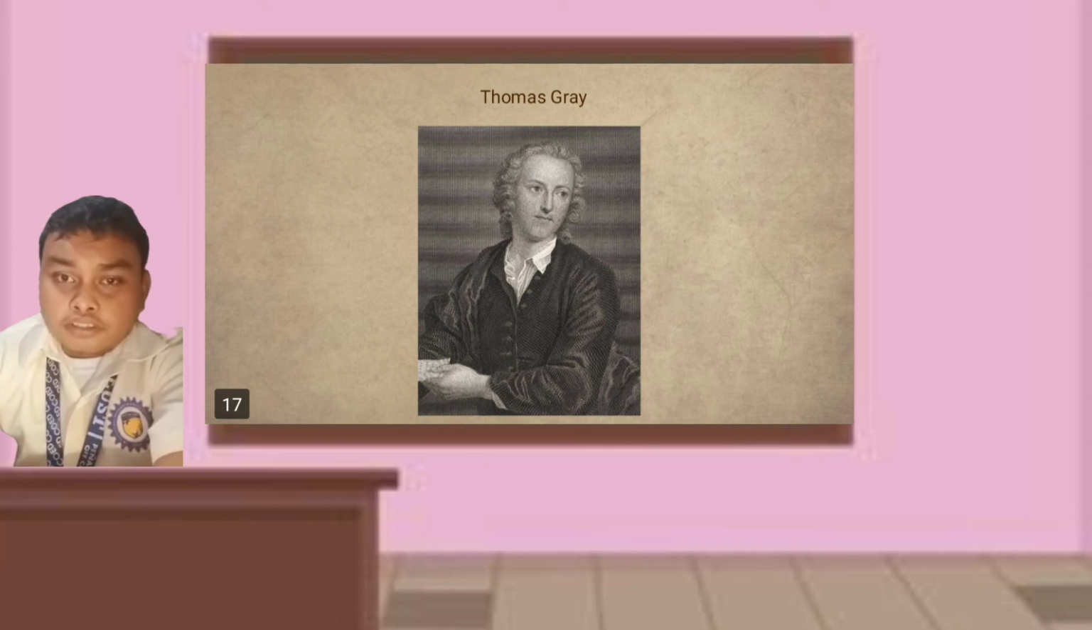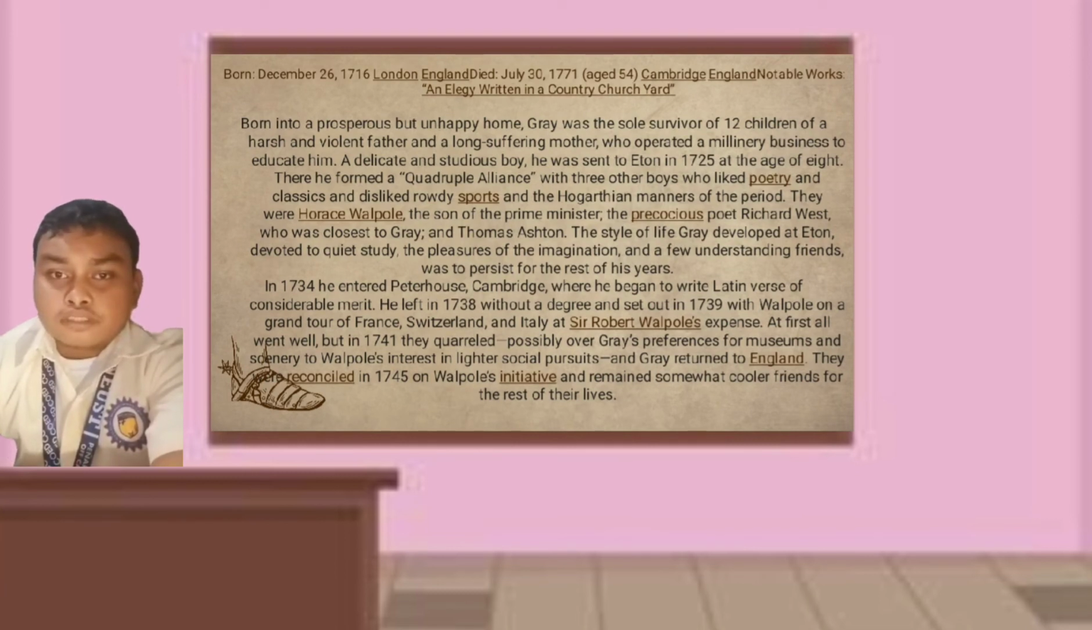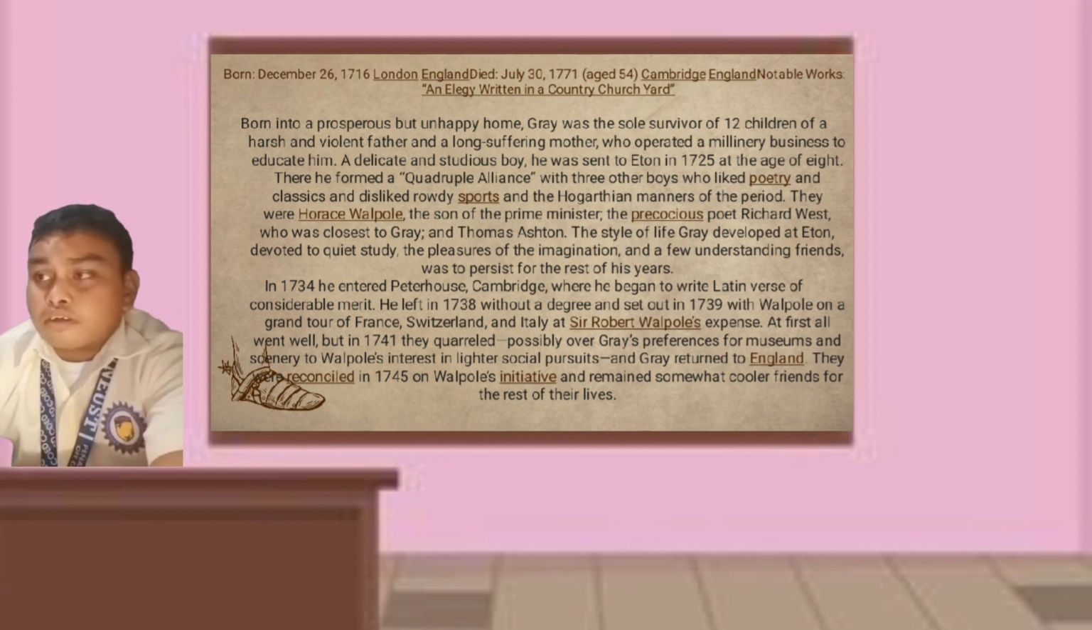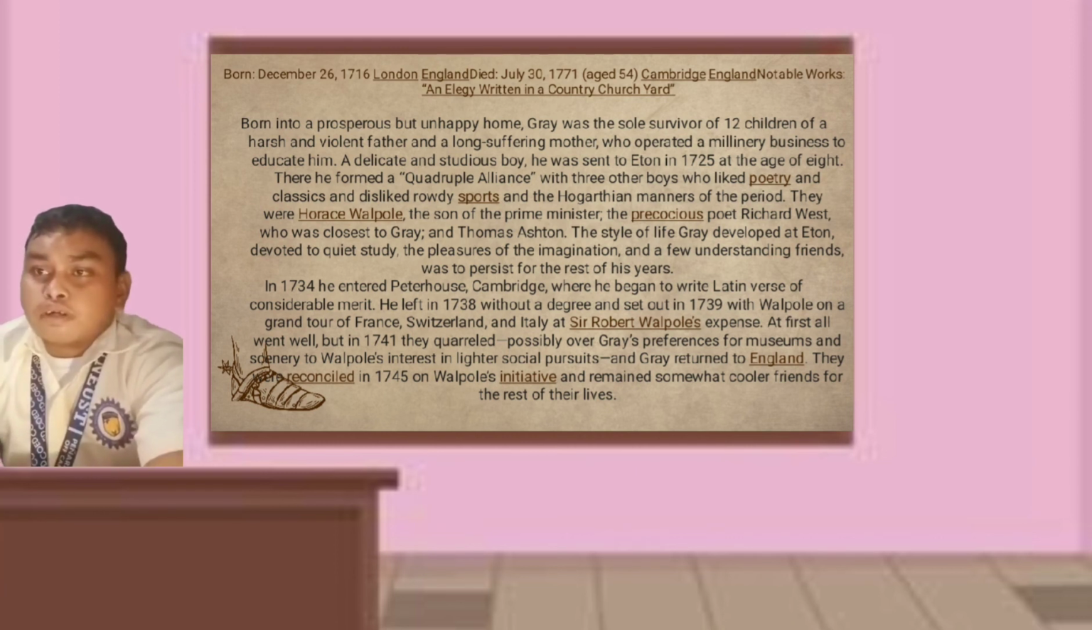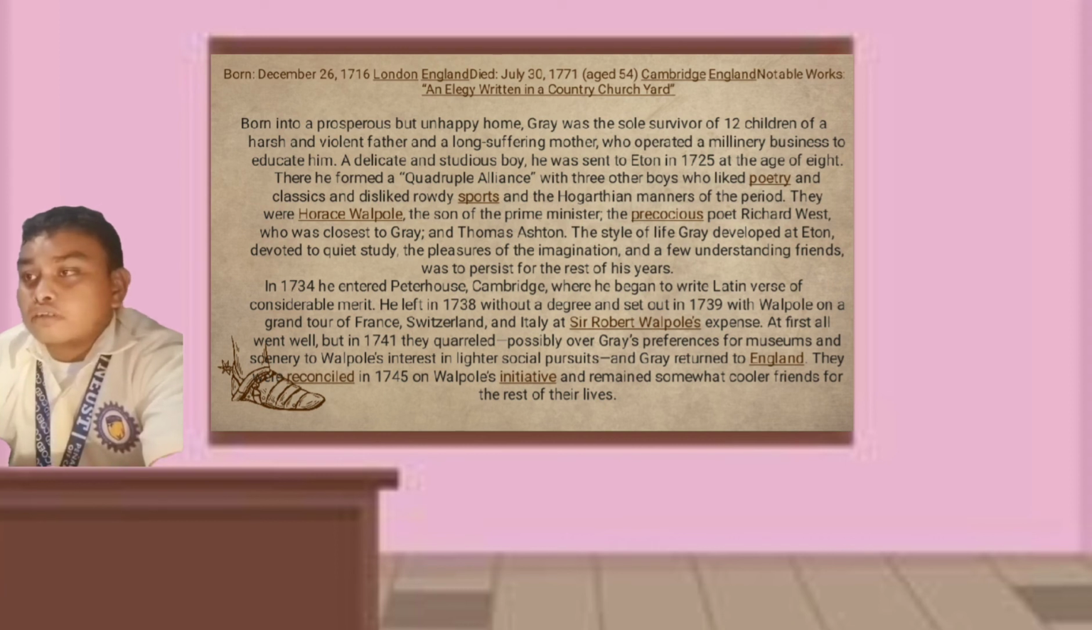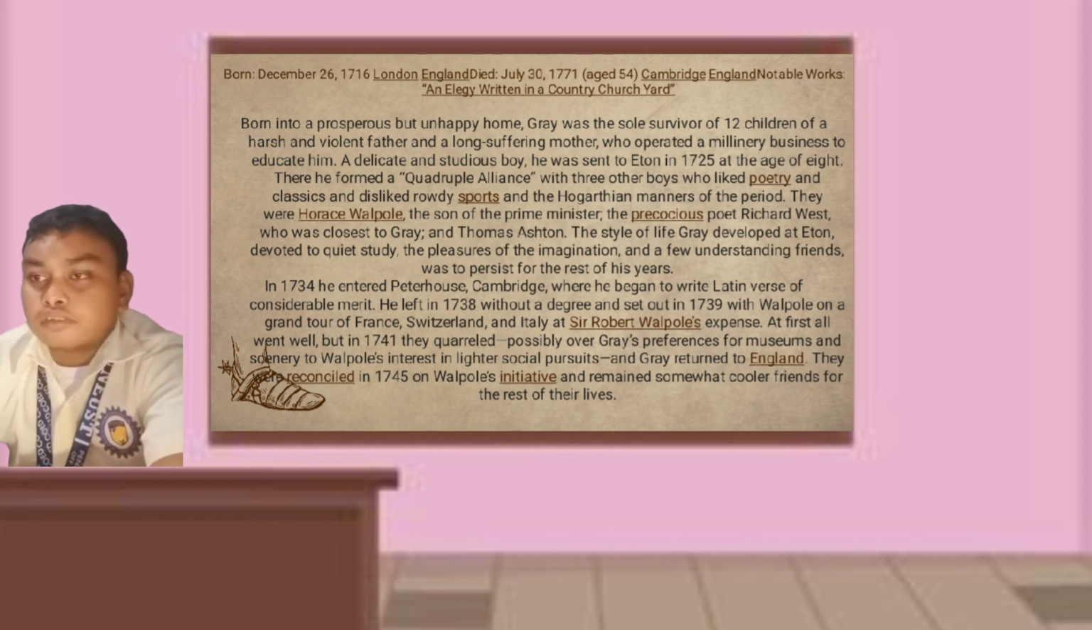The next writer is Thomas Gray. So, who is Thomas Gray? Thomas Gray was born on December 26, 1716, died in London, July 30, 1771. Thomas Gray was born into a prosperous but unhappy home. Gray was the sole survivor of 12 children of a harsh and violent father and a long-suffering mother, who operated a millinery business. To educate him, a delicate and studious boy, he was sent to Eton in 1725.